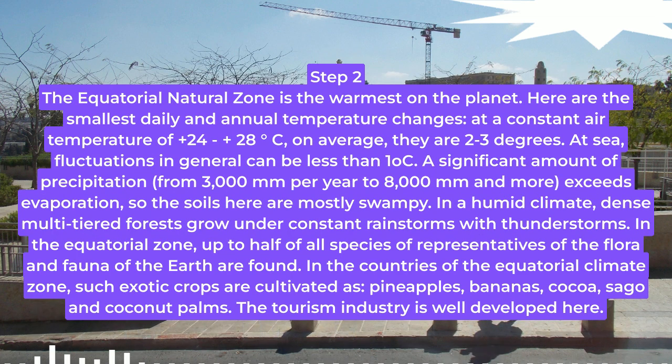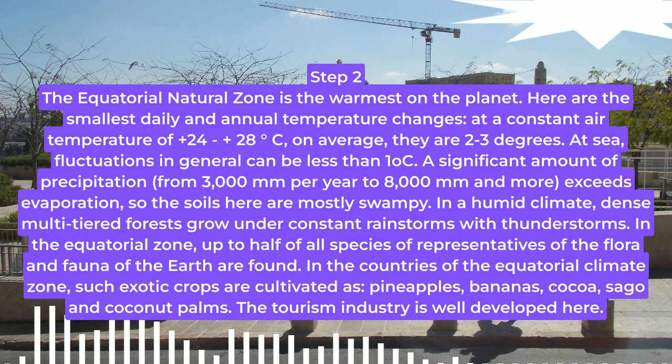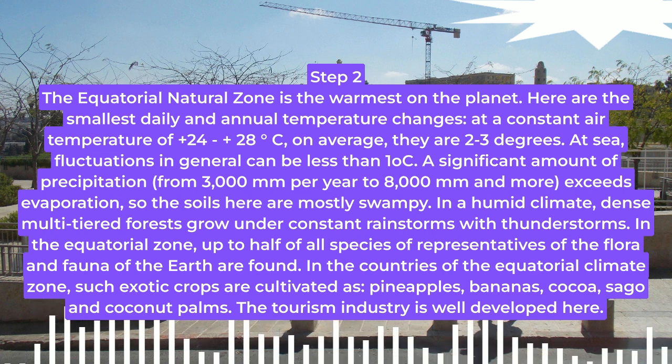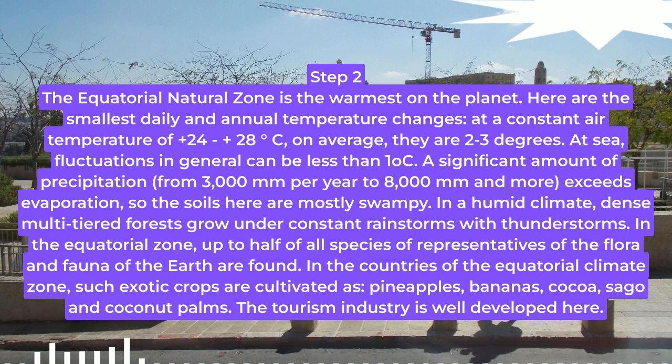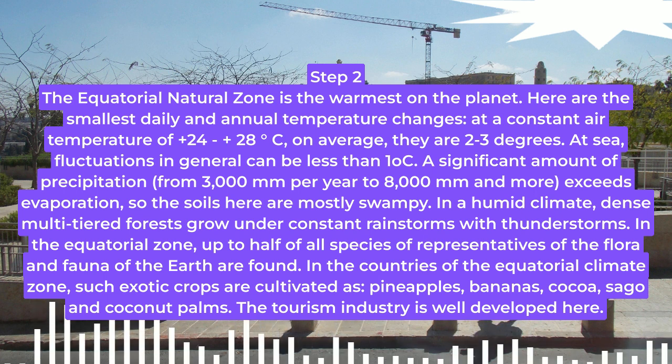Step 2. The equatorial natural zone is the warmest on the planet. Here are the smallest daily and annual temperature changes. At a constant air temperature of +24 to +28 degrees Celsius, on average, they are 2 to 3 degrees. At sea, fluctuations in general can be less than 10 C.